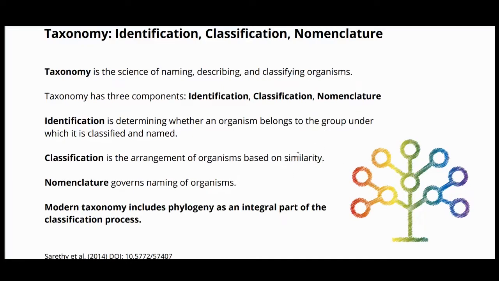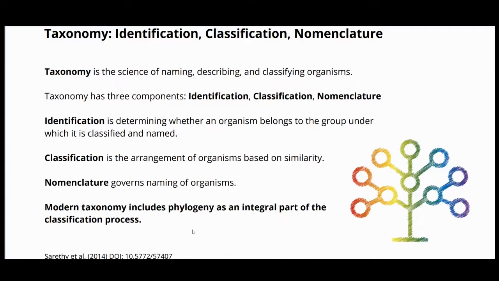Similarity at the level of morphology or at the level of gene sequence data. It can be based on polyphasic data. Classification is hierarchical, as you know, starting from species, genus, then family, order, etc., up to the level of domain actually. The nomenclature governs the naming of organisms. You can call an organism by a common name, but the scientific names follow nomenclatural rules actually.